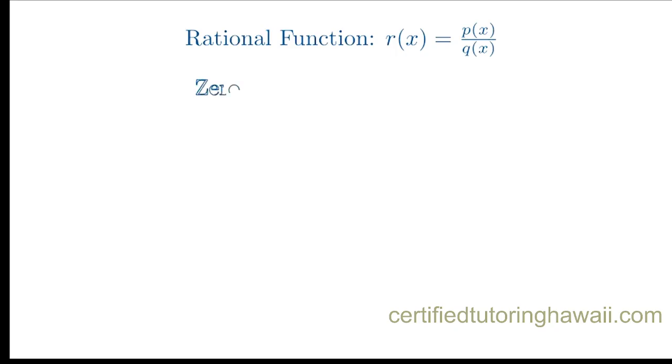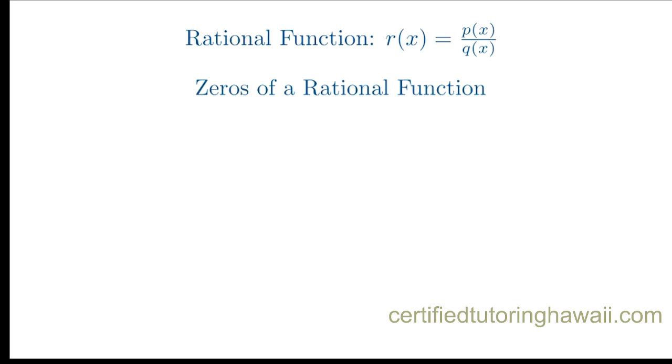First, let's establish what a rational function is. A rational function is a function r of x that can be written as a fraction, p of x over q of x. Here, p of x and q of x are both polynomials. The most crucial part is that the denominator q of x cannot be 0. If the denominator is 0, the function is undefined at that point. Our main goal here is to find the zeros of these functions. Zeros are simply the x values that make the entire function equal to 0.